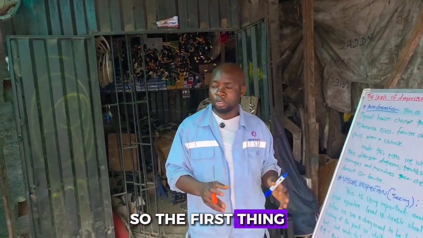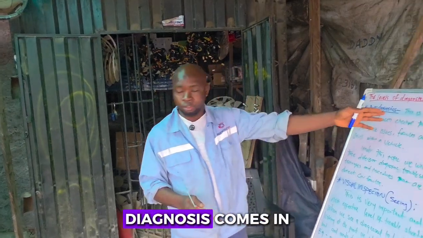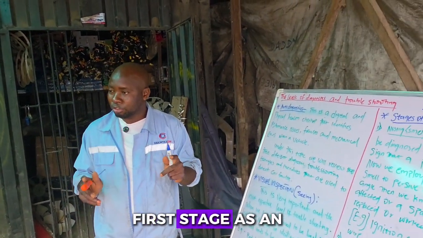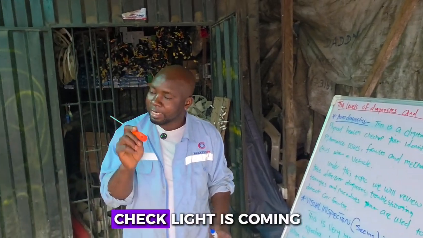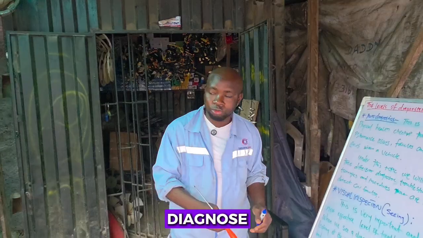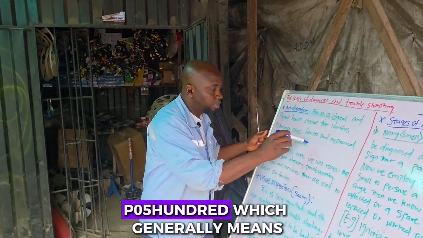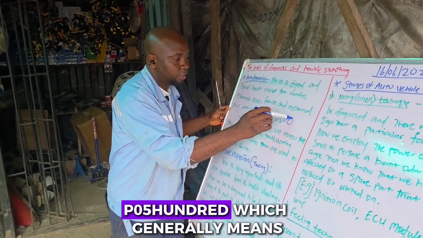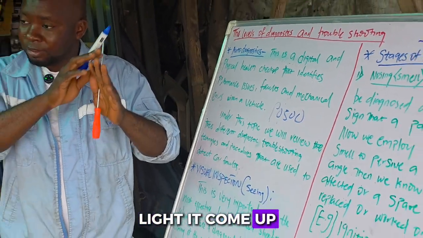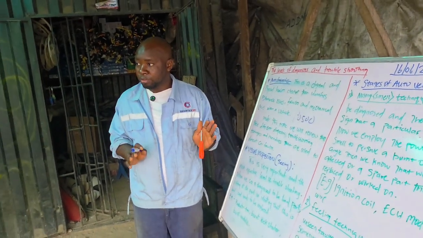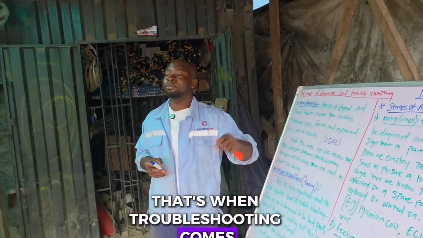So the first thing you are supposed to do is plug in a scan tool to know exactly what is causing the check light. That's when auto diagnosis comes in. You diagnose at the first stage. As an auto mechanic, the first thing you do is diagnose the car to know why the check light is coming up. So when you diagnose, for example, you see P0500, which generally means vehicle speed sensor, right? Under the check light, it comes up as the vehicle speed sensor. So when you see something like this, you now start troubleshooting. That's when troubleshooting comes in.